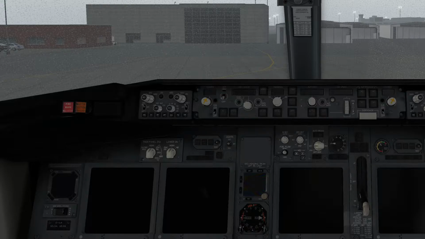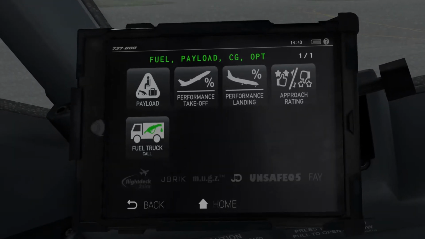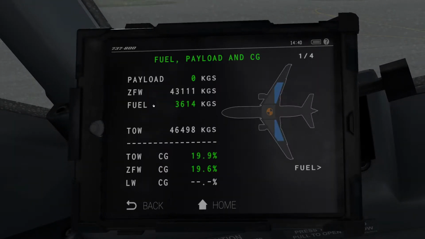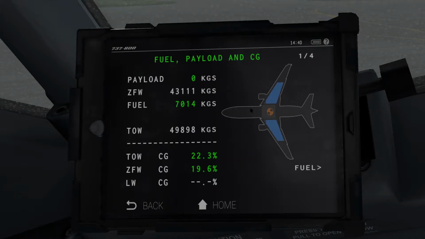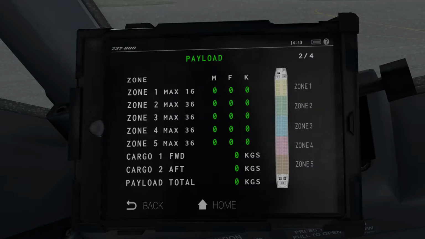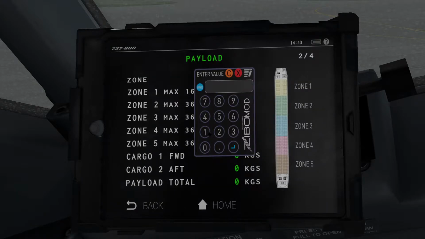So we are here cold and dark, so the first thing to do is to put some fuel. So we go to the payload page. For this flight we will need about 7,000 fuel, so let's put 7,014, leaving the remainder. For the cargo we will use a total payload of 14,100 kilos.